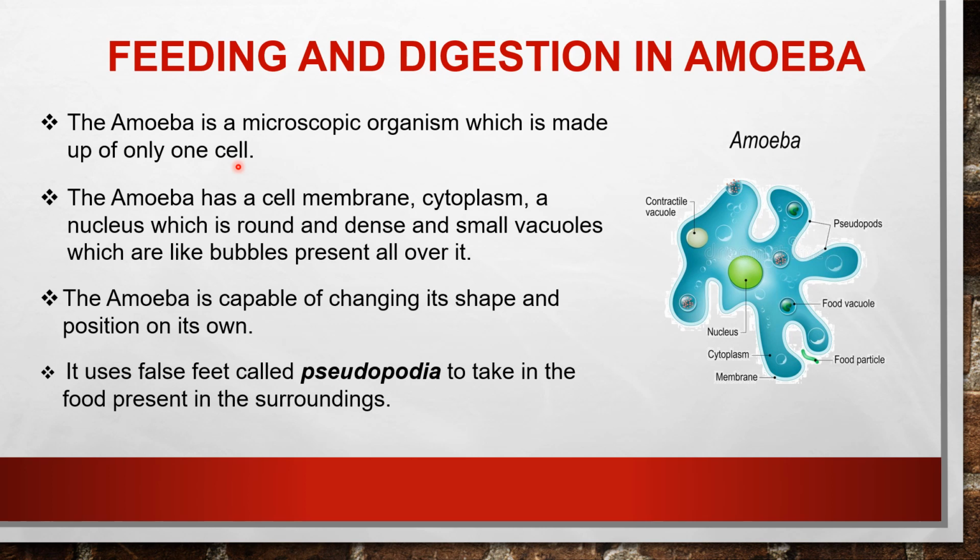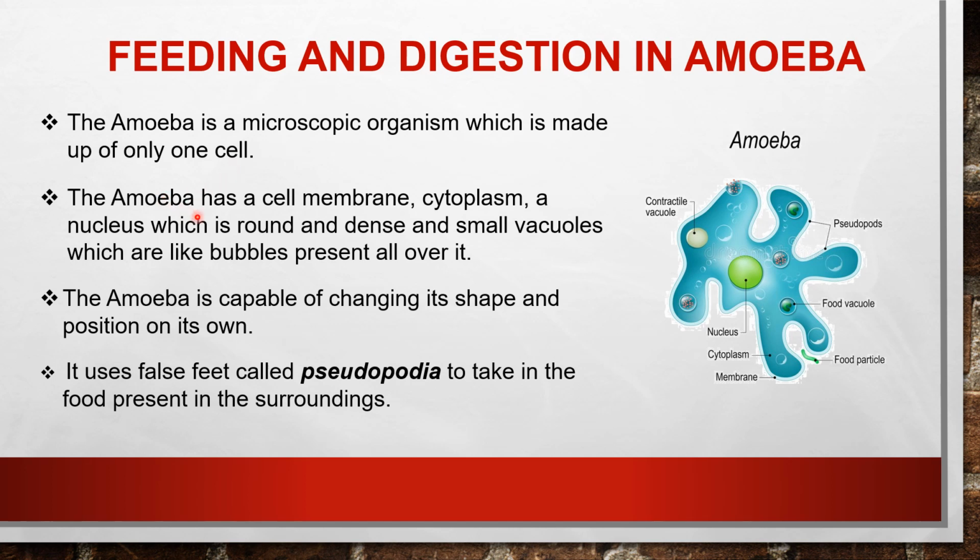So that kind of organisms are called unicellular organism or single cell organism. So here our amoeba also has only one cell. Okay, so amoeba is a microscopic organism which is made up of only one cell. Now we see the structure of an amoeba.